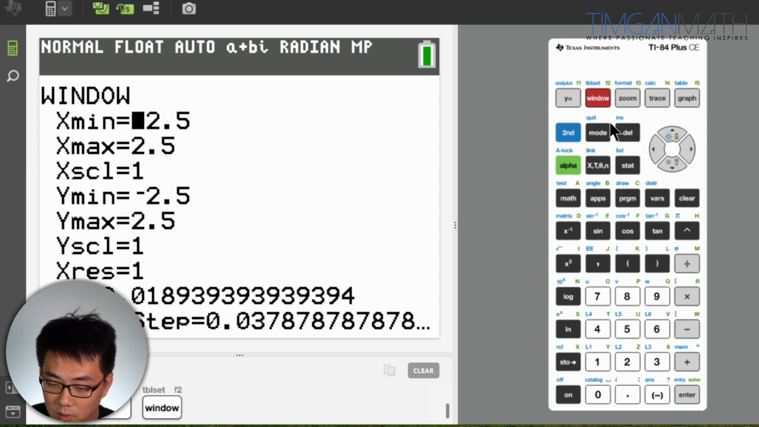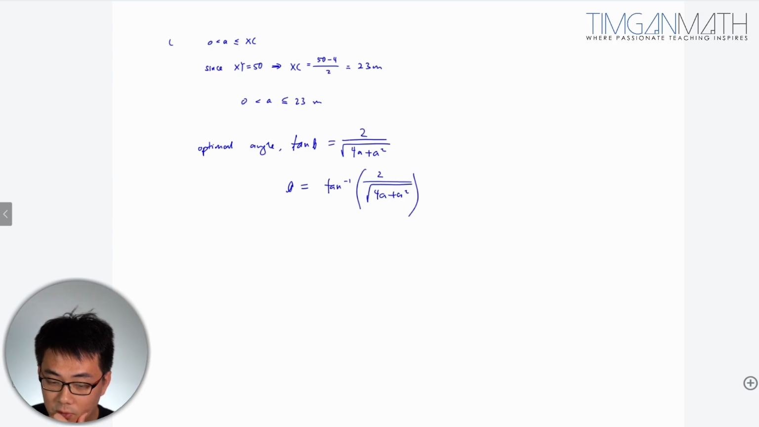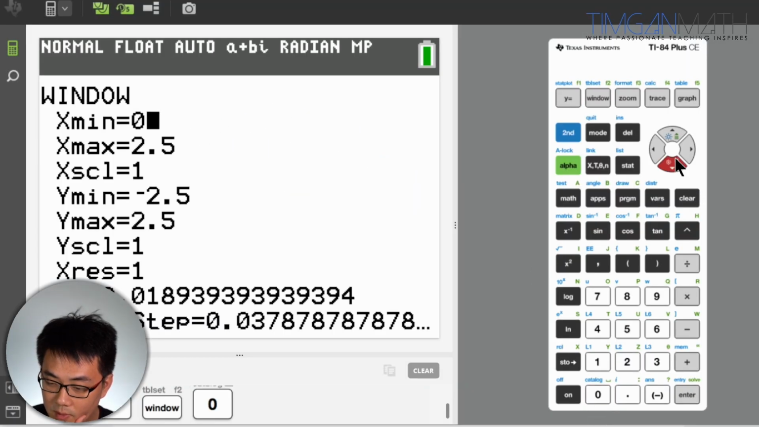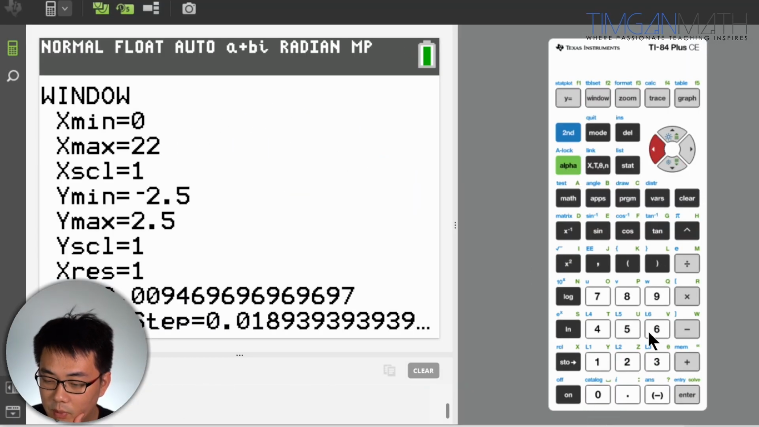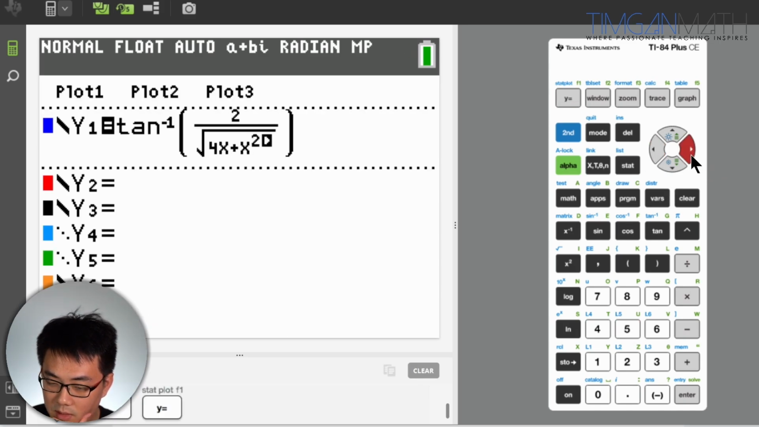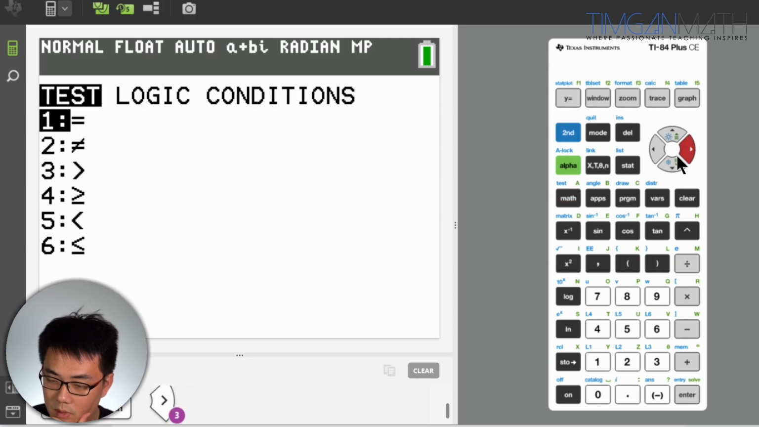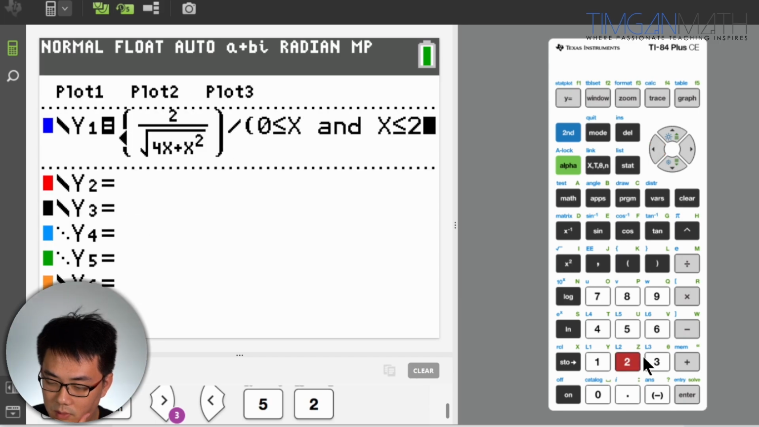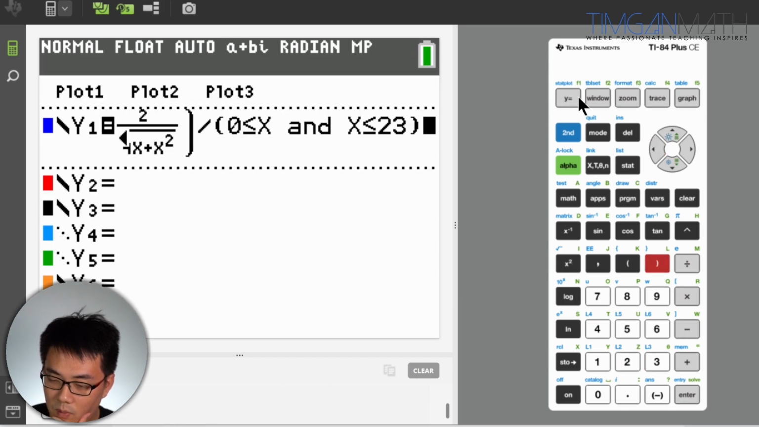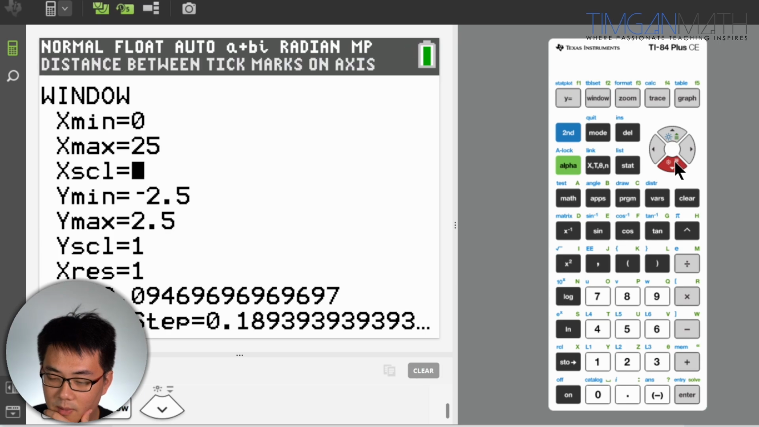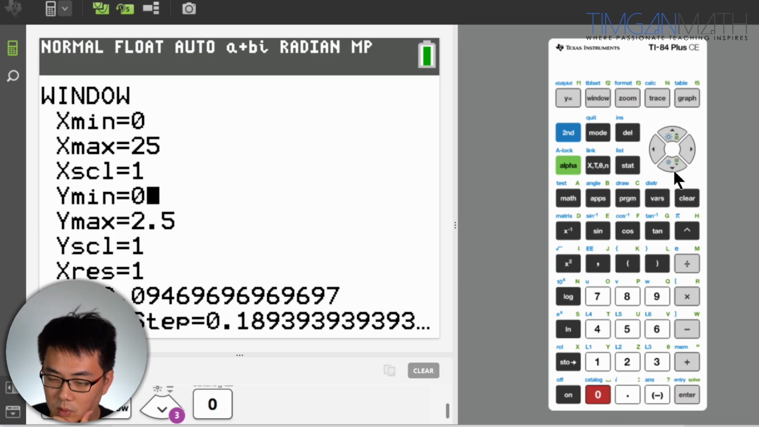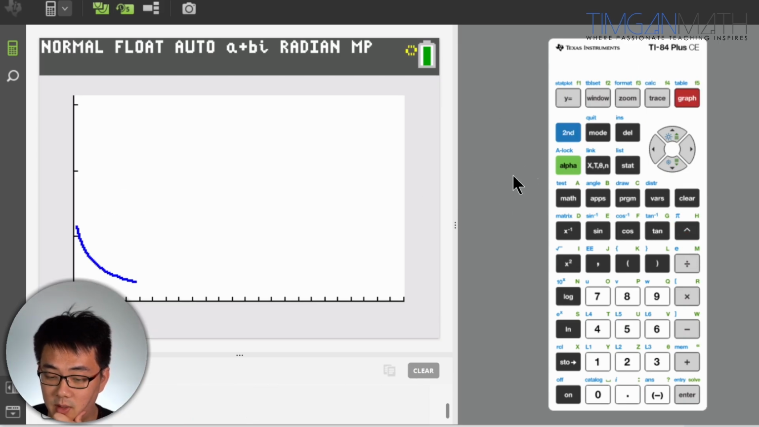So then I'm going to go to window. Now make sure you know what you're adjusting, because now x is your a, which is from 0 to 23. So I'm going to put this as 0 to 23, maybe put 25. Maybe you could also put a domain here. So this is 23 here. Then once you're done, you can key in y min, y max. I'm going to put this as 0 to pi. I think it's more than enough. Okay, then we can get this graph here.